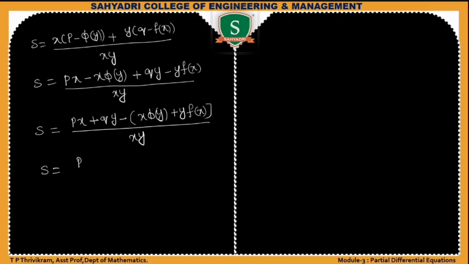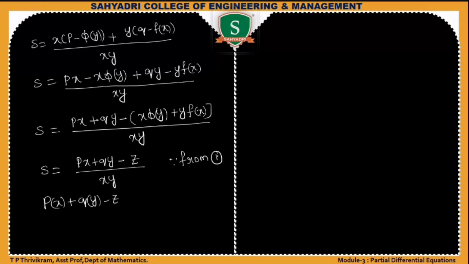s is equal to px plus qy minus, here x into φ(y) plus y into f(x), it is z. So from equation 1, it is z divided by xy. Finally you can multiply with this and write px plus qy minus z minus xys, because I have sent this to this side and taken s into xy to the right hand side. So all terms I am writing together, which is equal to 0.